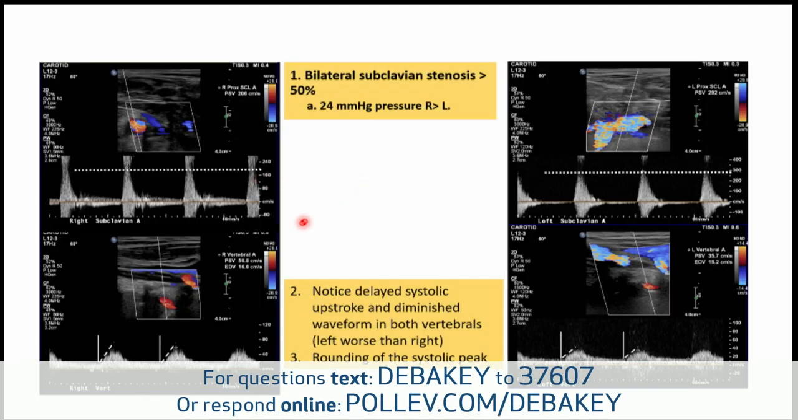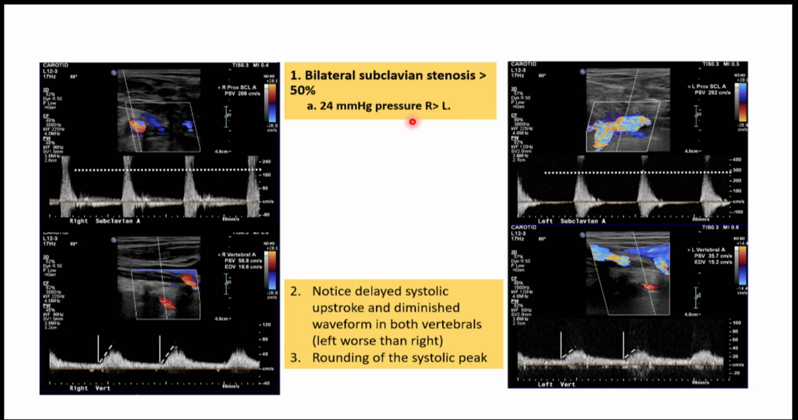So let's start looking at pathologies. This is a patient with a 24 millimeter of mercury pressure difference between the right arm and the left arm. It's much higher on the right arm. That tells us there's probably a stenosis on the left. So let's look at the waveforms. You have a peak systolic rise, a return, and there's some diastolic component. On the left side, there's hardly any diastolic component, right? It's almost reversed in a way. The diastolic component is at or below the baseline here, and that tells us this is a higher resistance waveform compared to the right side.